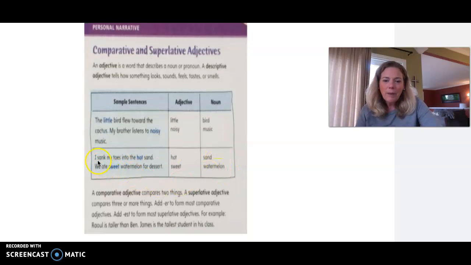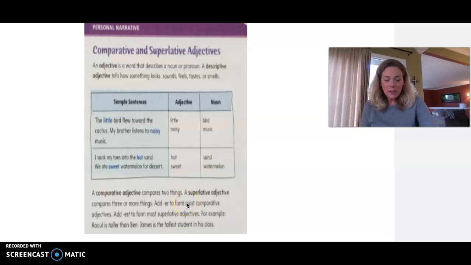Okay. I sink my toes into the hot sand. Ooh, hot. Hot tells me what it feels like. Okay, so hot is the feel. That's my adjective. And what is it describing? The sand. We ate sweet watermelon for dessert. So sweet is the adjective because it's being described as something. And what is sweet? The watermelon.